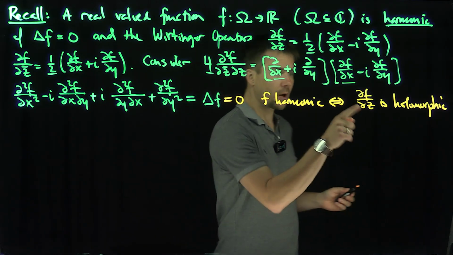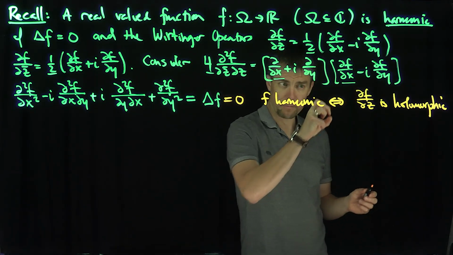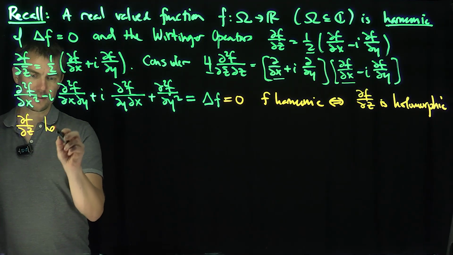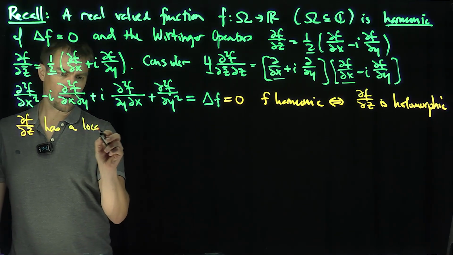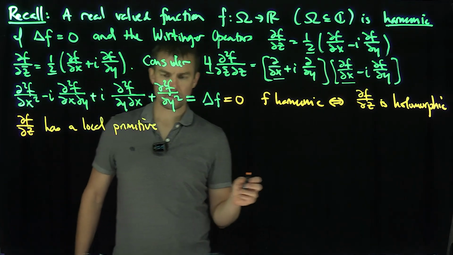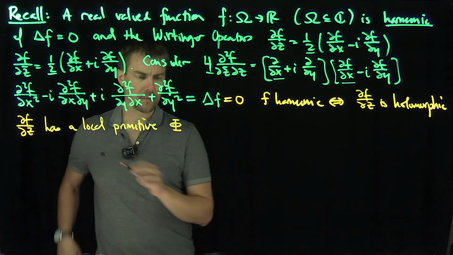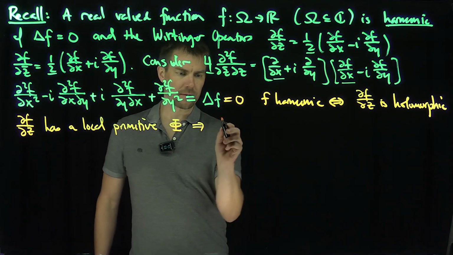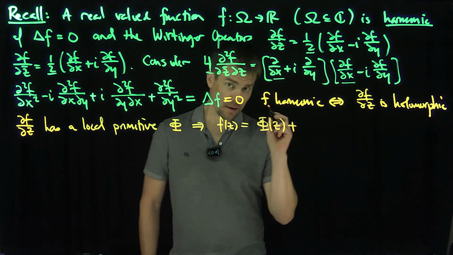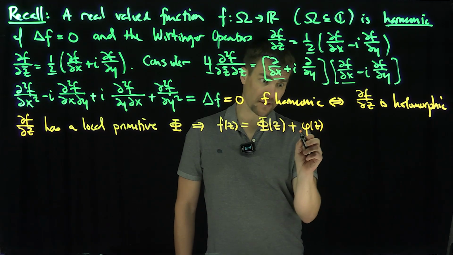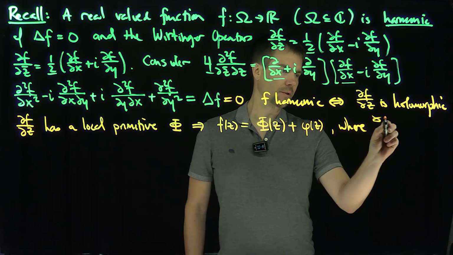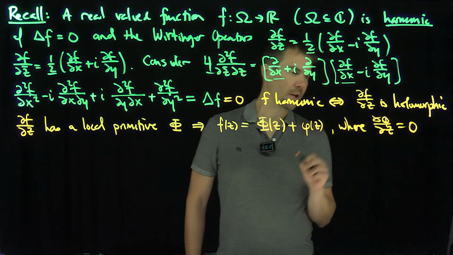We can say, since holomorphic functions at least locally have primitives, partial f partial z has a local primitive phi. And so what does that tell us? That tells us that f of z is this function phi, that's what it means to be a primitive, plus a function little phi of z, where its derivative with respect to z is equal to 0, where partial little phi partial z is equal to 0.